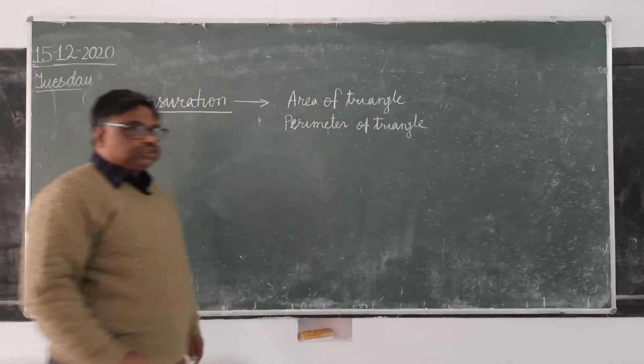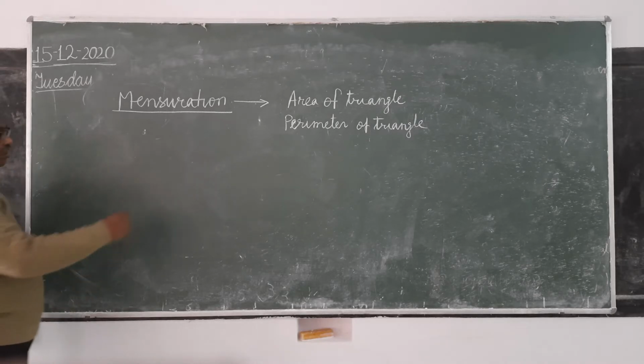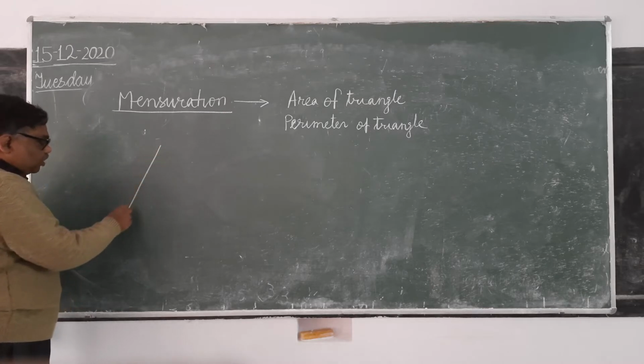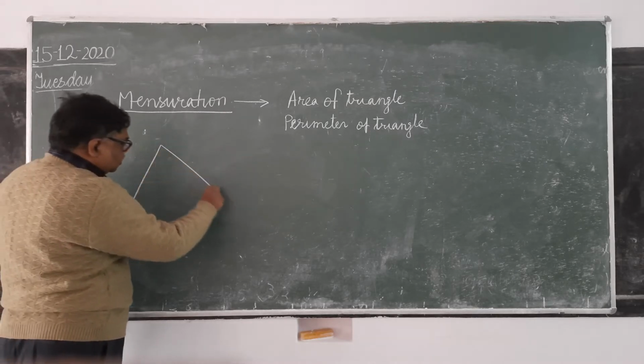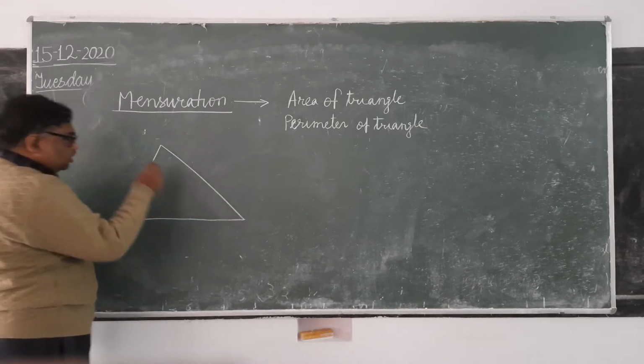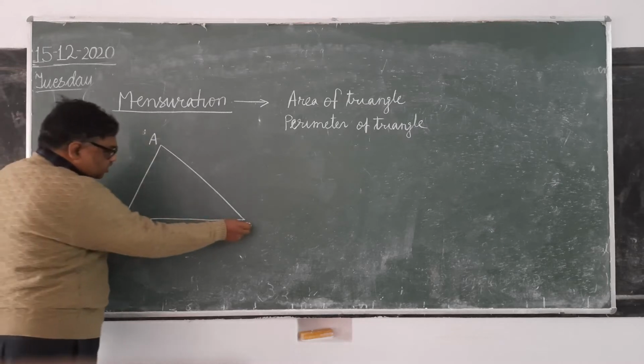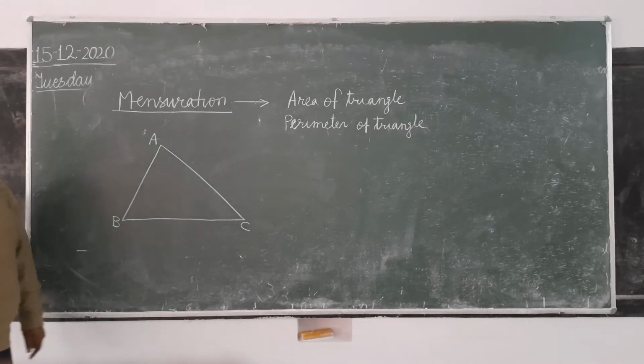A triangle is a closed plane figure which is bounded by three sides. Here it is having three sides: AB, BC and AC. These are the three sides of the triangle.